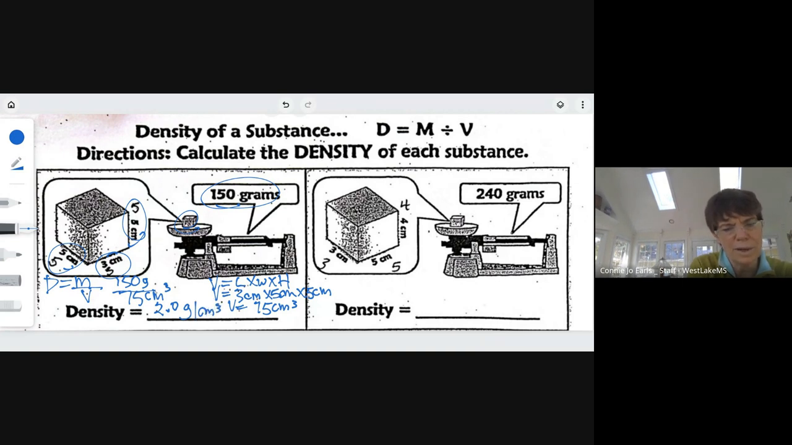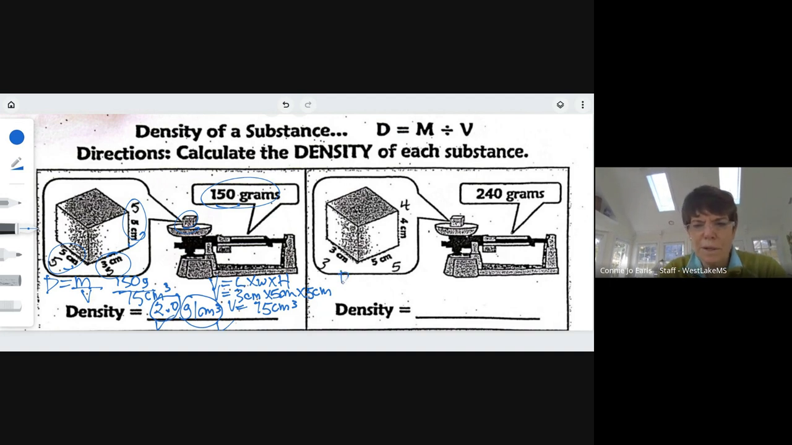Here's the grams for mass and the cubic centimeters for the amount of space. So density is the amount of mass per volume, or the amount of space. So here's my answer. I got 2 grams per cubic centimeter. This is worth 3 points. This is worth 3 points. Let's go to the second problem.